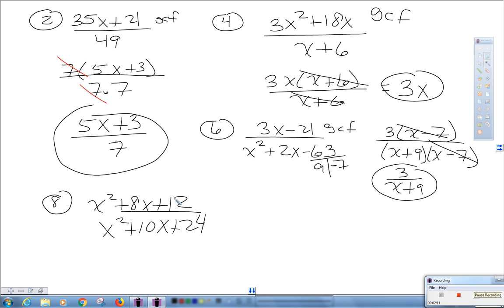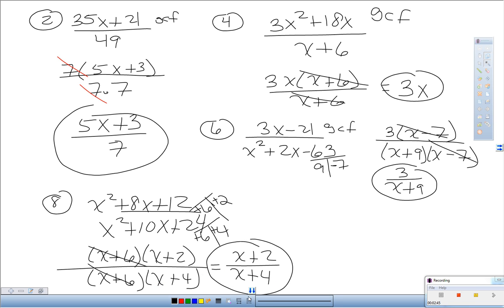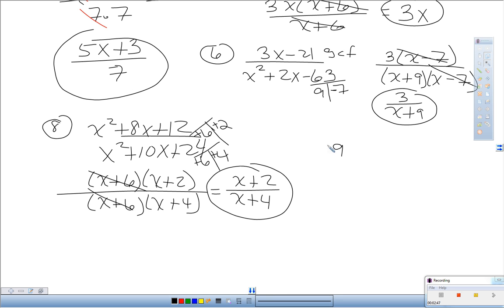All right, so you've got a trinomial on the top. All right, factors of 12. What multiplies to give me 12? That'll be 6 and 2. How do I get a positive 8 out of that? Positive 6 and positive 2. So I have x plus 6 and x plus 2. In the denominator, factors of 24 would be 6 and 4. How am I going to get a positive 10 out of that? Well, 6 and 4. So I have x plus 6 and x plus 4. The x plus 6 is a cross out, and that'll leave me x plus 2 over x plus 4. So that's the answer to number 8.